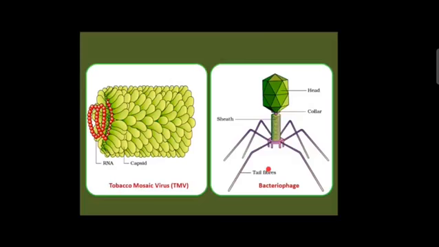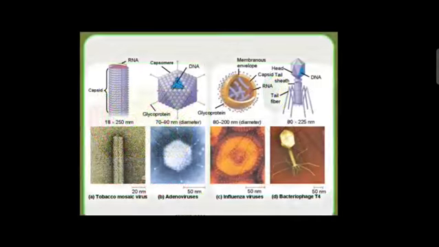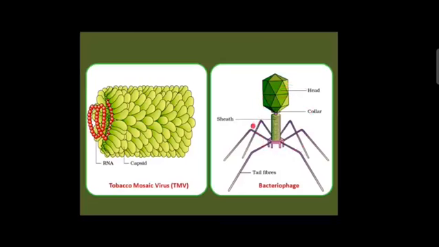Here you can see this is the tobacco mosaic virus. This diagram is important, it will be asked for 1 or 2 marks. Tobacco mosaic virus. Here you can see these are the capsomeres which form the capsid. Many capsomeres form the capsid, and this is the RNA. Tobacco mosaic virus forms the mosaic pattern in tobacco. Then bacteriophage. Here you can see this is the head, collar and the sheath. Inside, the genetic material will be there. This is the protein coat and inside the genetic material will be there. So this is about the tobacco mosaic virus and the bacteriophage structure.